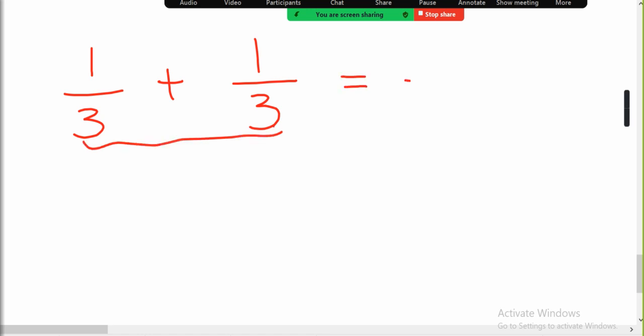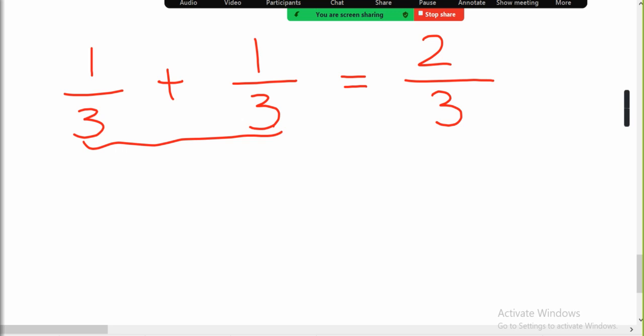Okay, the first thing we do in fractions is addition and subtraction of fractions. 1 by 3 plus 1 by 3. Here we have the same denominator. So when we have the same denominator, we can add easily. We never add denominators, they remain the same. And 1 plus 1 is 2. The fraction is 2 by 3.